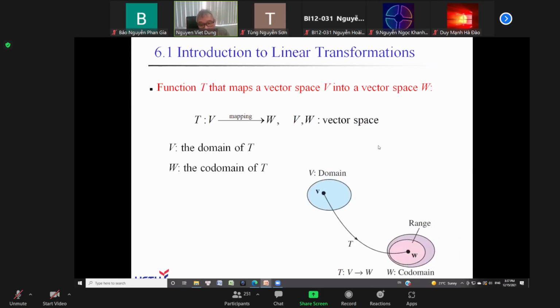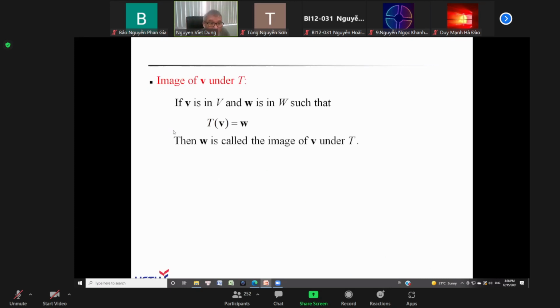Or you can see it in the picture like here. The domain is the blue one here, and the codomain is a big purple round here, and the small round here has the name range. We are going to define it in the next slide. And here are some terminology for this chapter. The image of V under T.